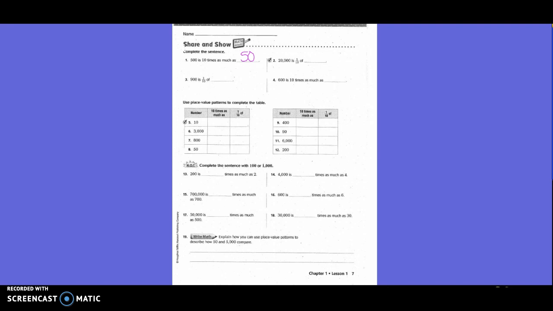20,000 is 1/10 of. So this is only a part of something. So we see 1/10, and we need to do the opposite. So instead of finding 1/10, what would be the opposite of that? Putting another 0, right? So what's my answer? 200,000. 200,000.